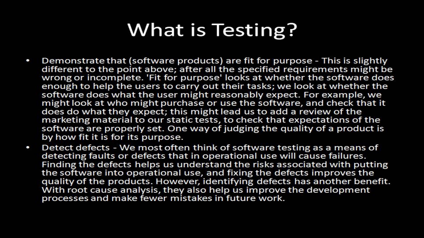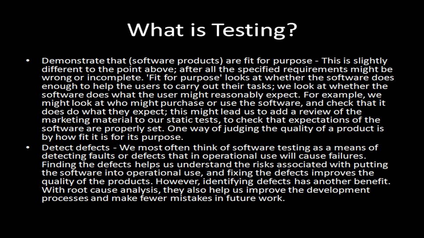We look at whether the software does what the user might reasonably expect. For example, we might look at who might purchase or use the software and check that it does do what they expect. This might lead us to add a review of the marketing material to our static tests to check that expectations of the software are properly set. One way of judging the quality of a product is by how fit it is for its purpose.